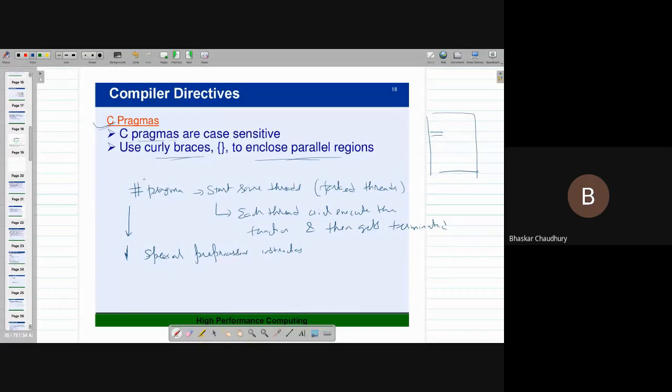Because you have this particular symbol here, the compiler understands which is the OpenMP parallel region. You can execute the same OpenMP code serially as well. Simply these instructions will be ignored and the code will be executed sequentially. So that's why this is so simple as well as so powerful.